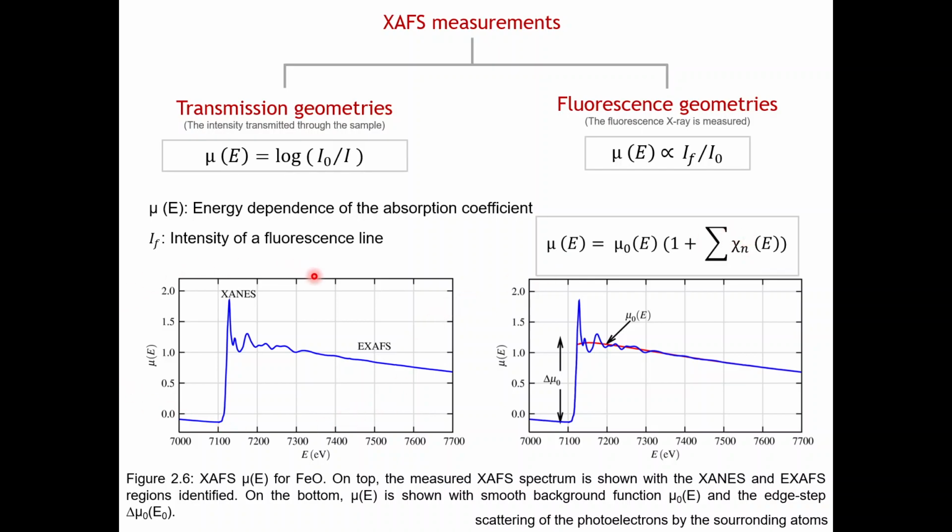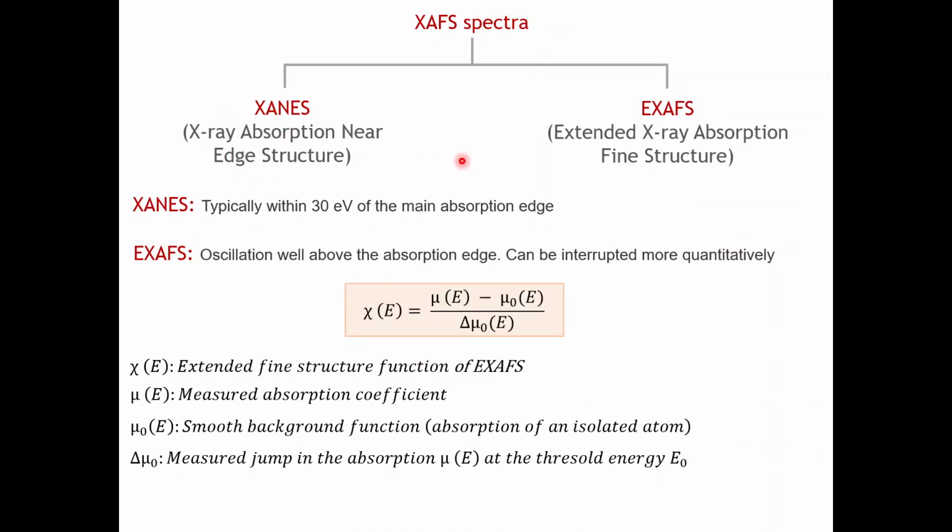Now this is what a typical XAS spectrum looks like. Here it contains two parts: one is XANES and another is EXAFS. XANES means X-ray absorption near edge structure. Near edge, why? Because we have already seen that there is an absorption edge. This sharp rise is named the absorption edge. Typically within 30 electron volt, that portion is considered as XANES.